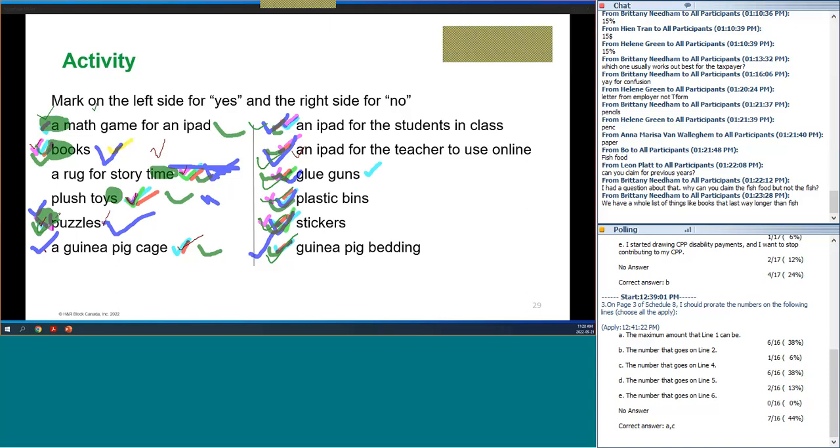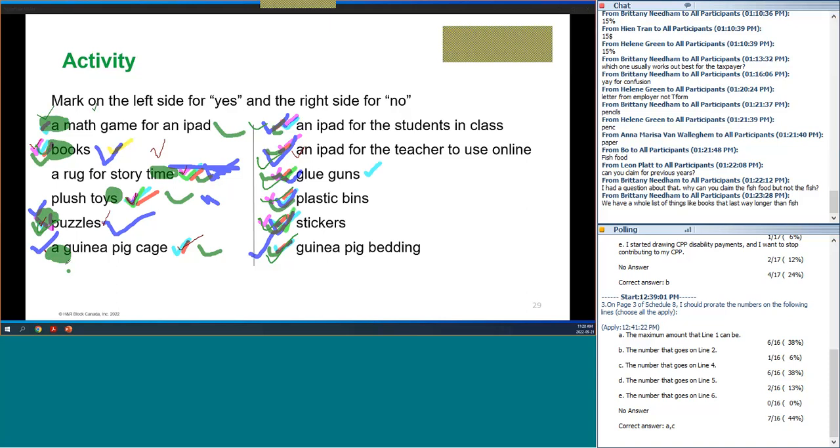A guinea pig cage, I would argue, is a container. I would be happy to put that one on, and I would take that fight to the CRA if they want to say otherwise, because I don't want that guinea pig running around my classroom. So I would say yes for that one, under the definition of container. Like I said, sometimes it's a gray area, and you have to use your best judgment.